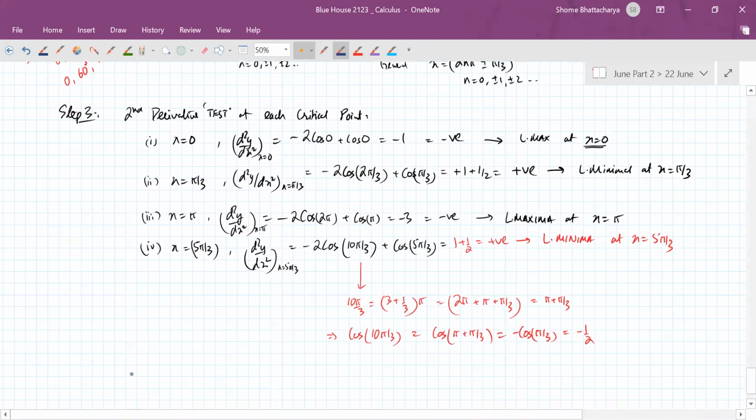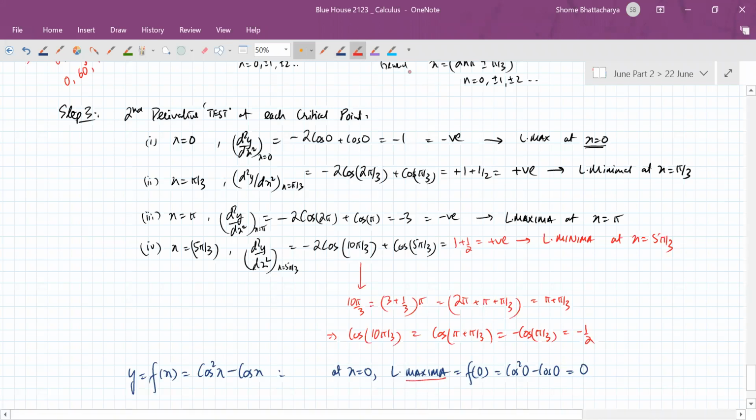So now remember what our function was. Our function was cos square x minus cos x. So this function has at x equal to 0, we have a local maxima whose value is f0. So you'll see that is cos square 0 minus cos 0, which is 0. So this is our local maxima at the point x equal to 0.